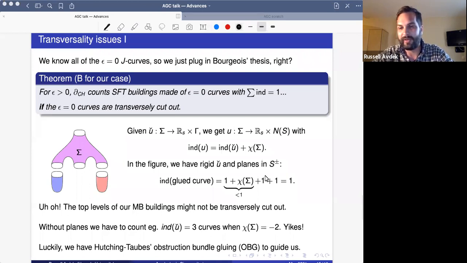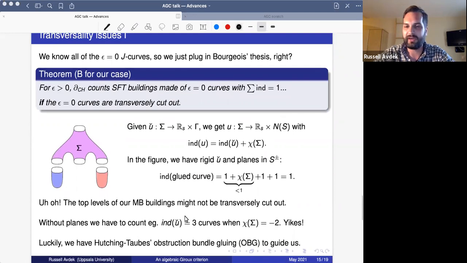And then there's another problem to deal with, which is that even without the gluing, if we just take this purple piece, just the piece that sits in the dividing set, if we want to count index 1 curves, that means when we look at the curve just in the dividing set, it might have to have index 3. So now we might have to do some kind of obstruction bundle count over a moduli space of index 3 curves. And that's also really bad, maybe worse. So what are we going to do? Luckily, we have this Hutchings-Taubes obstruction bundle gluing theory, which can help us figure out how to navigate these issues.